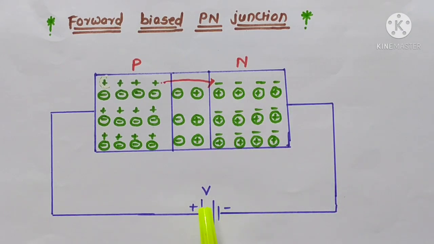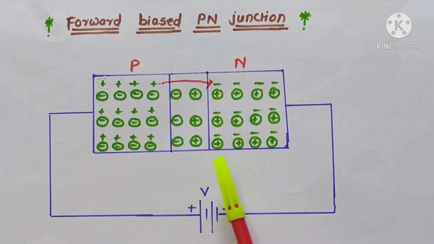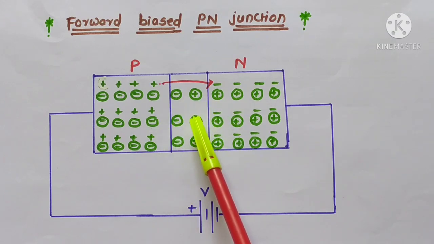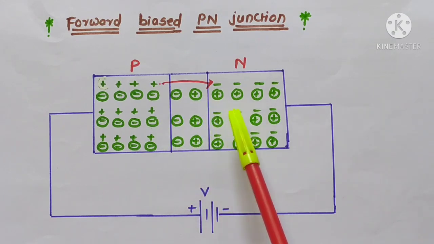Okay students, so in this way we get a flow of current due to the movement of holes as well as free electrons. And as we increase the externally applied biasing voltage more and more, more and more electrons and holes will be able to cross the depletion region. Okay students, and due to that they will contribute to the flow of current.